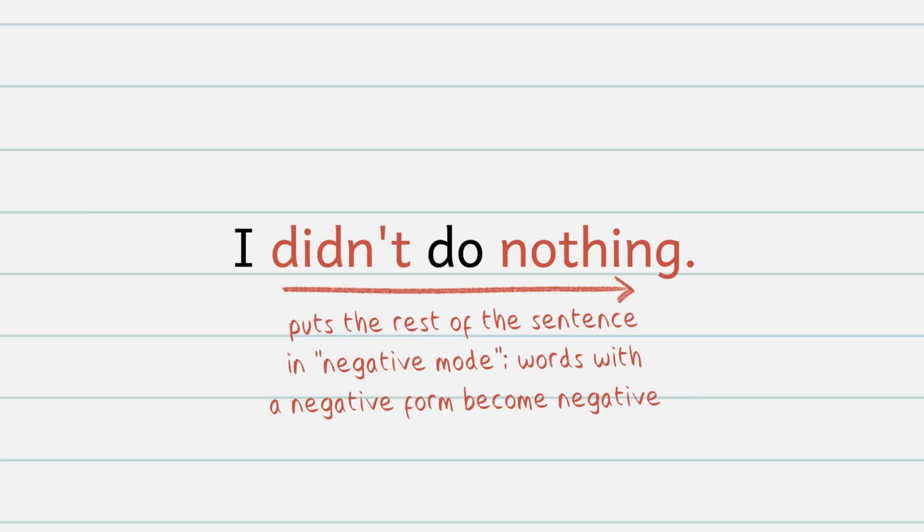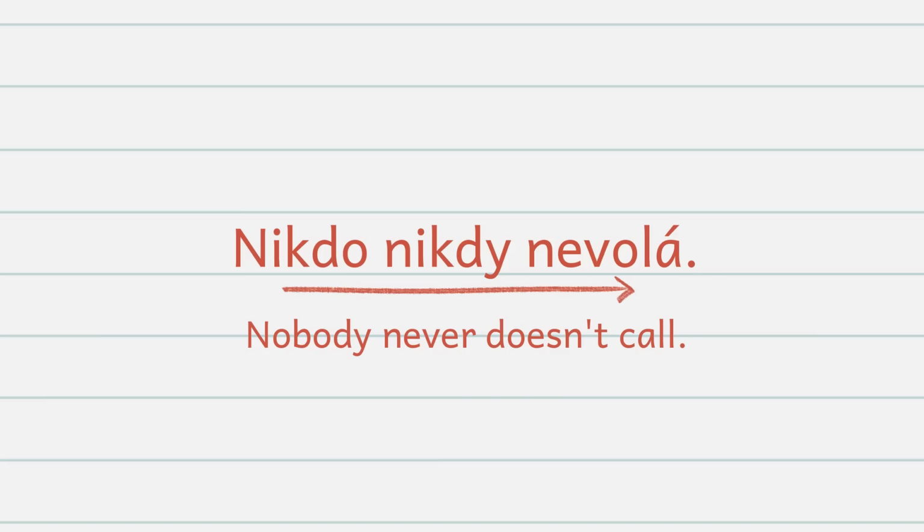Some languages have strict negative concord, where indefinite pronouns have to agree in negativeness. It's like you flip a switch to put the whole sentence in negative mode. In Czech, for example, you'd say "nobody doesn't call never," instead of "nobody ever calls." Because the sentence is negative, why shouldn't the words in it be?